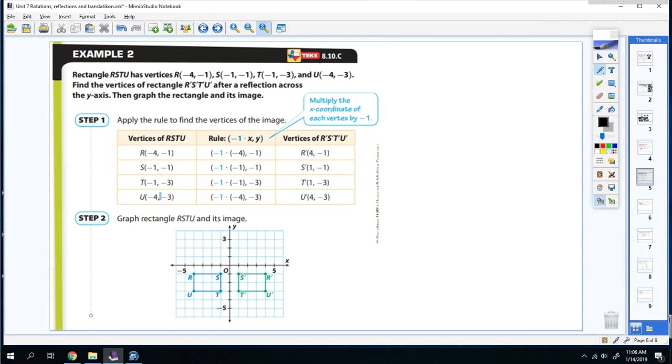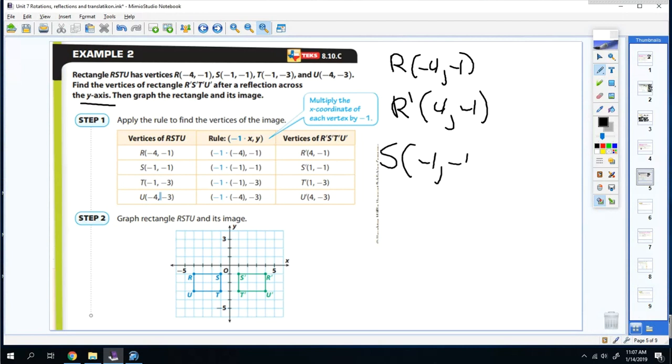So it says rectangle RSTU has vertices. Find the new vertices if it's reflected across the y-axis. So my first one was R, negative 4, negative 1. Since I'm going across the y-axis, that means my x-coordinate needs to be multiplied by negative 1. So my new coordinate would be positive 4, negative 1. And then S was negative 1, negative 1. So then my new coordinate would be 1, negative 1.